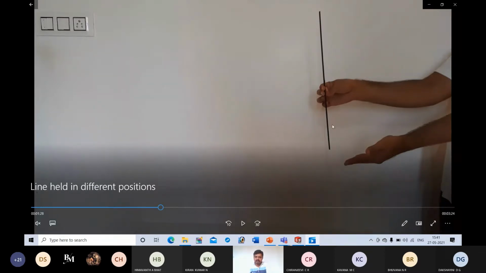This is one more position where the line is parallel to one plane, that is, parallel to VP and perpendicular to HP. In this case, the view on VP, since it is parallel to VP, will be a line having the same length. Whereas the view on HP, since it is perpendicular to HP, will be a point. A single point represents both end points, so the complete line is represented by a single point.